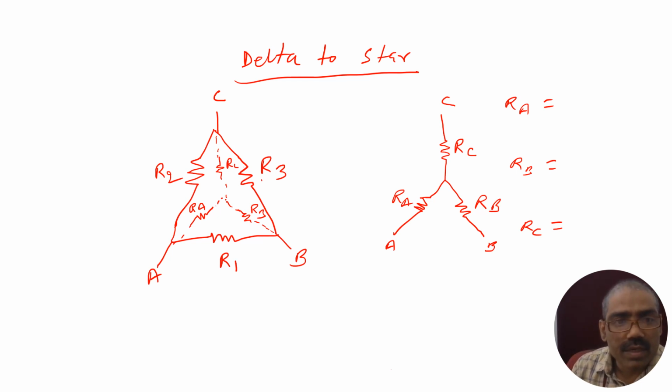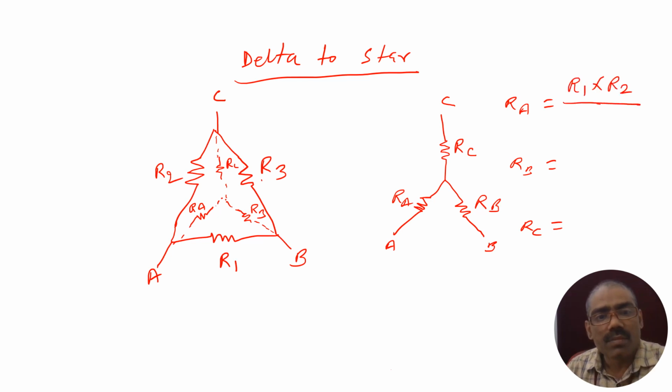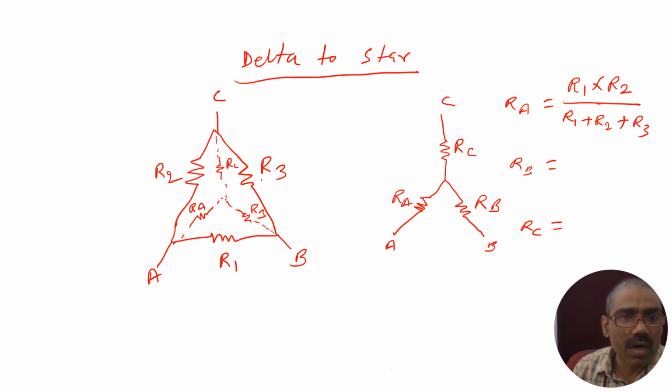When we are trying to find the value of RA, what we will have to do is simply multiply R1 by R2, divided by the sum of all the resistances, that is R1 plus R2 plus R3. Here we have R1, R2, R3, so we are simply adding R1 plus R2 plus R3.